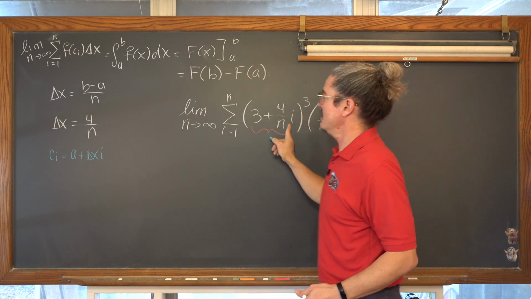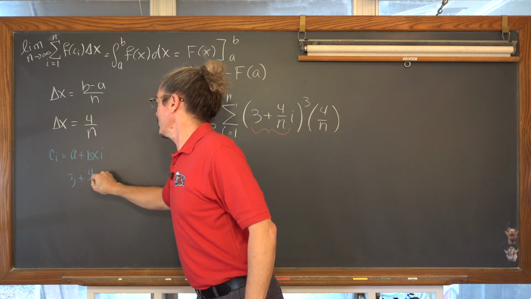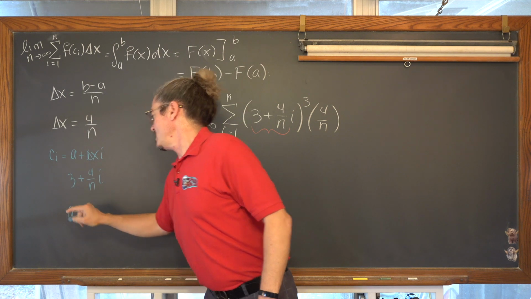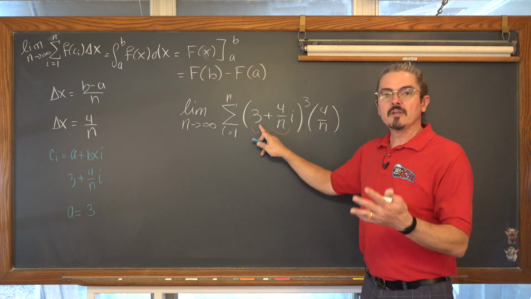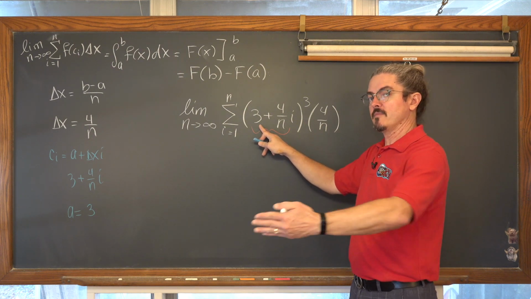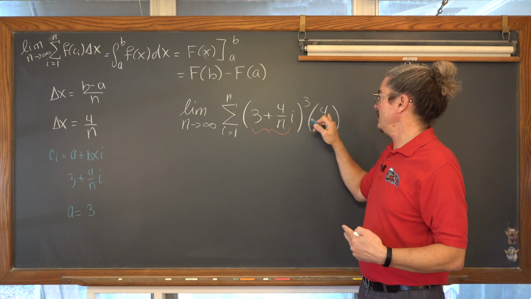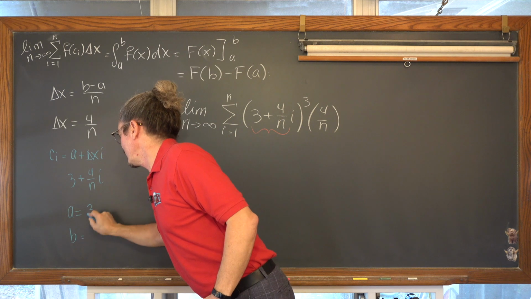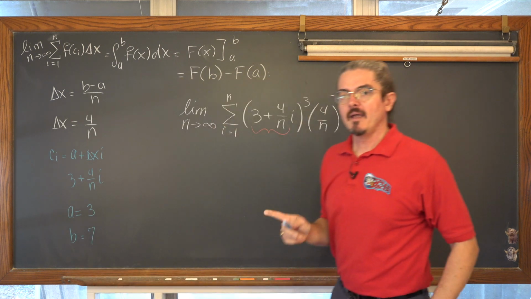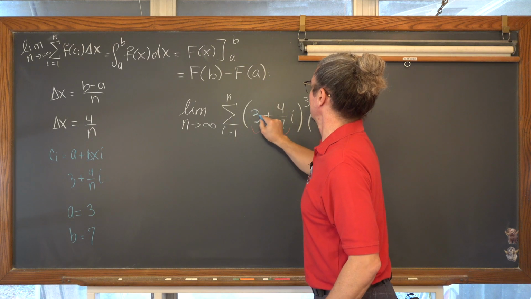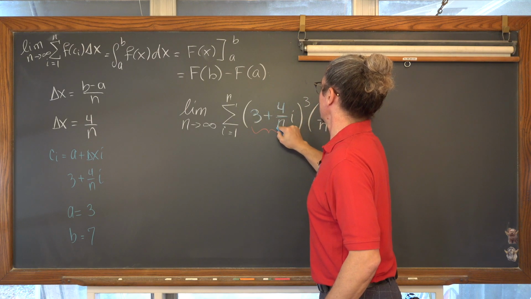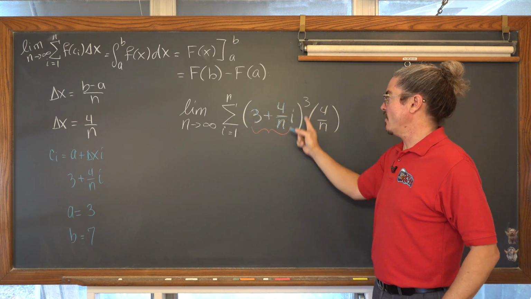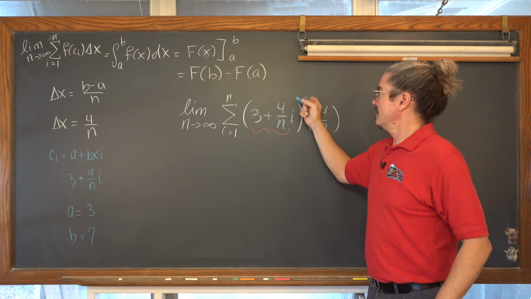So your expression inside here of 3 plus 4 over n i, well, there's your identification that a is equal to 3. Your lower limit of your definite integral is going to be 3. And how far from that lower limit do you travel to get to your upper limit? You travel 4 units. So that means that b is going to be 4 greater than 3, which is equal to 7. And what is this composition going into? We have the inside function of 3 plus 4 over n i. That's getting plugged into the function. The overall outside framework is something cubed.